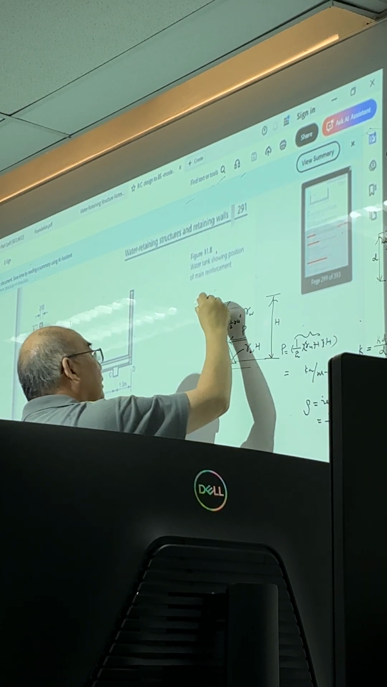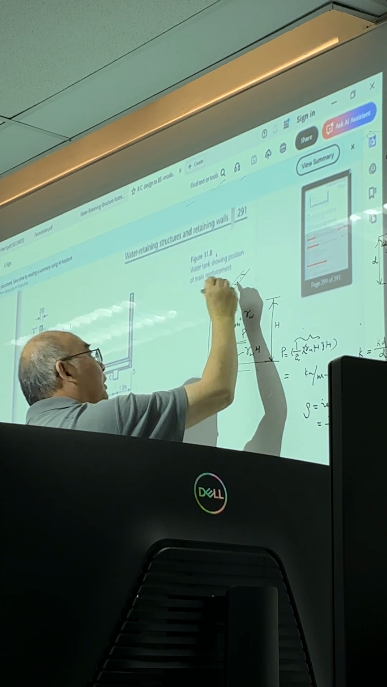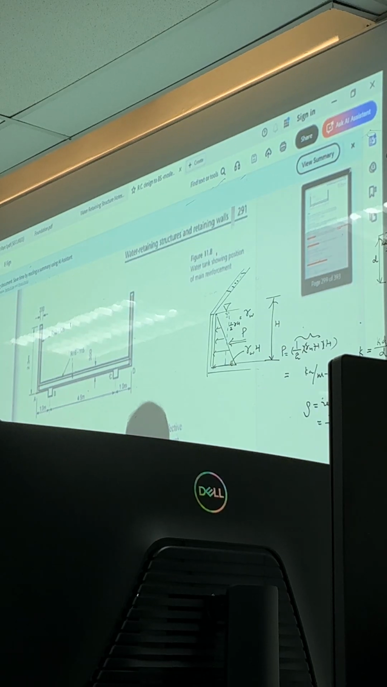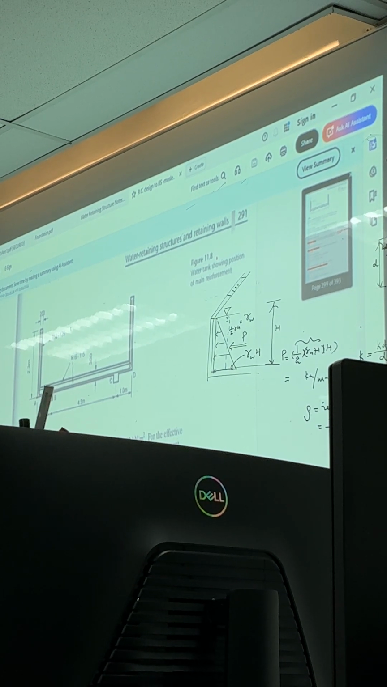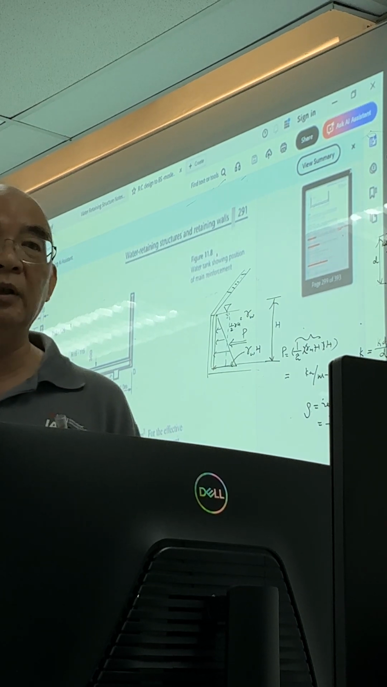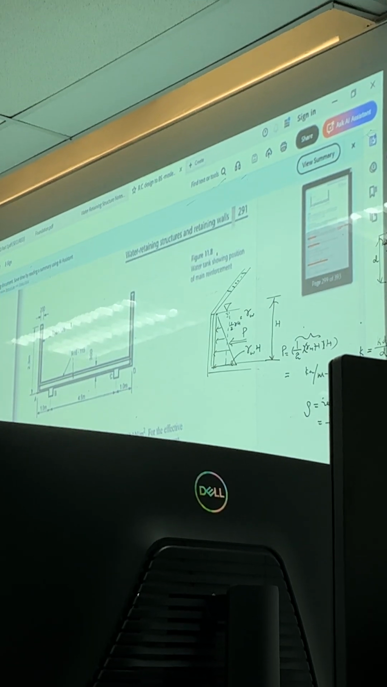That means our wall we design based on per meter width. Because the wall can be 20 meter. The width can be 20 meter, very long, right? So we do per meter and then we repeat. Understand now? Okay?